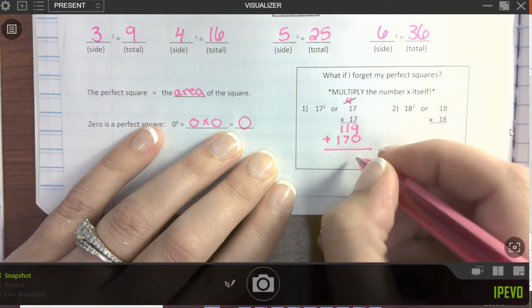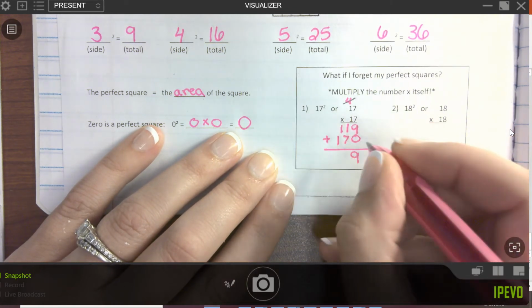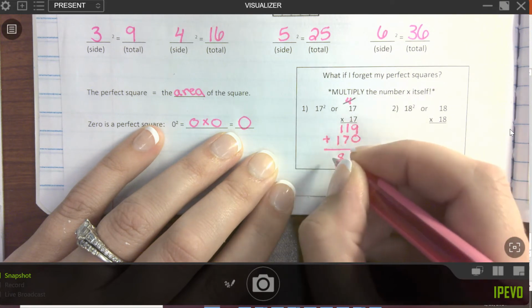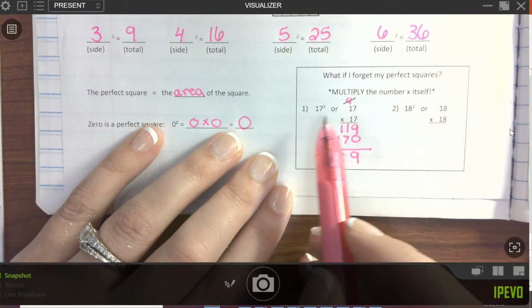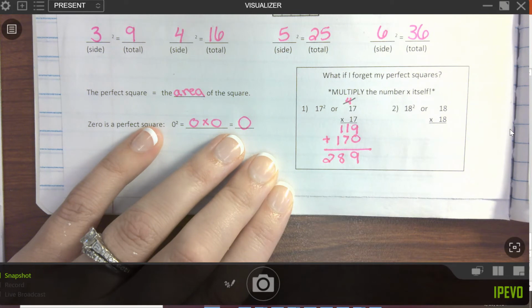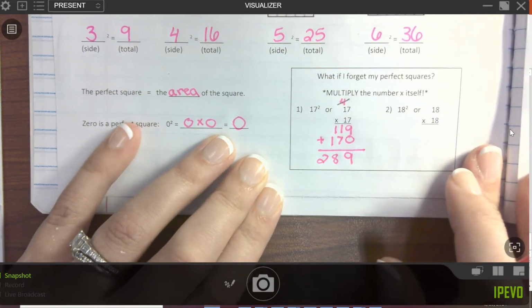9 plus 0 is 9. 1 plus 7 is 8, and 1 plus 1 is 2. So that means that 17 squared is 289. I can do that by hand if I need to. You can memorize them, it makes it a little bit easier.